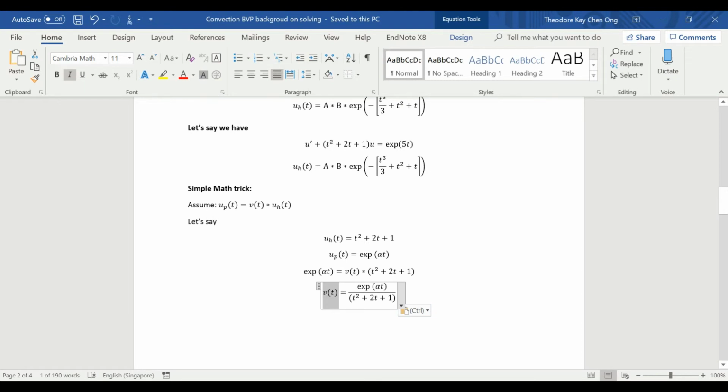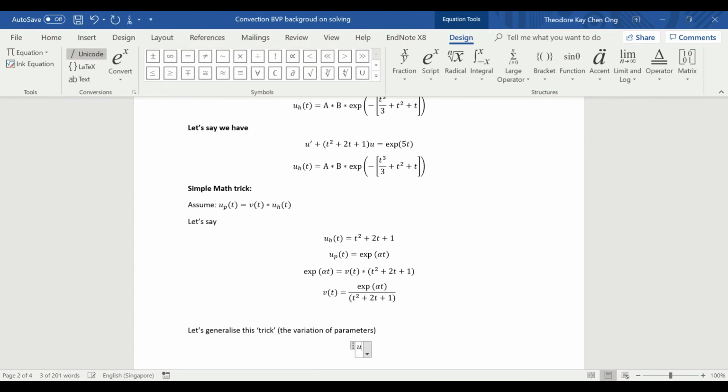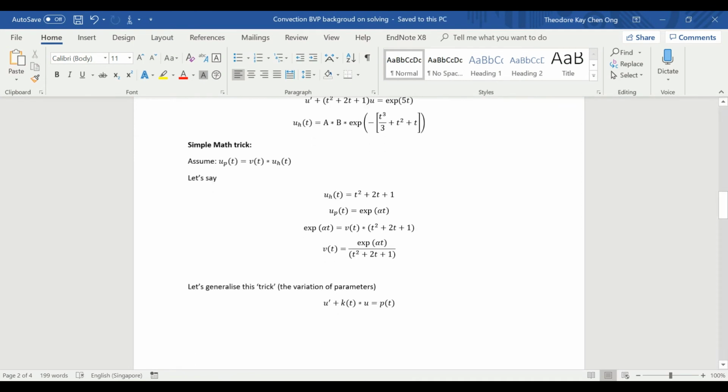Okay, so let's generalize this trick, so to speak. And this trick is what we call the variation of parameters. Okay, so let's generalize this variation of parameters. We have some u prime plus k(t) times u, and that will be equal to some particular function on the right hand side.